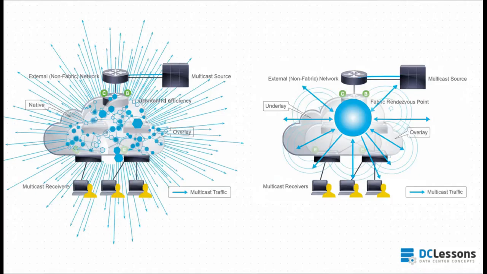Putting them side by side like this, it just clicks, doesn't it? On the left, with native, the replication work is distributed throughout the physical network. On the right, with overlay, all that work is centralized on one device. It's the classic network engineering trade-off: distributed efficiency versus centralized simplicity.